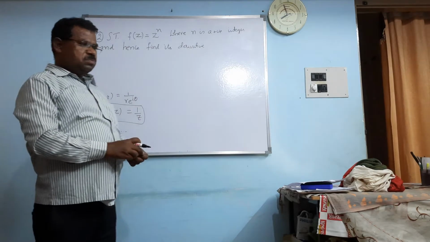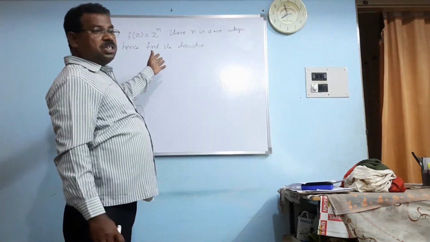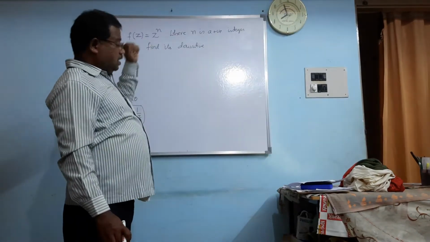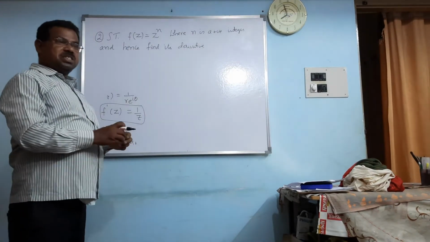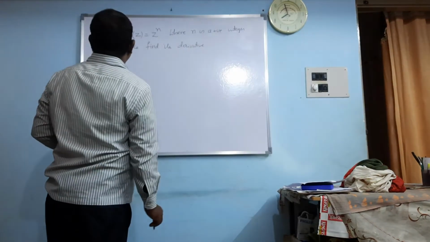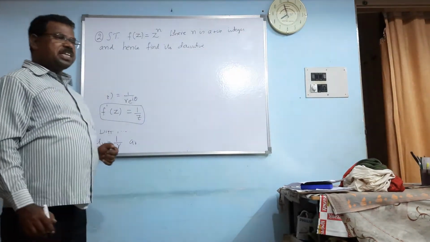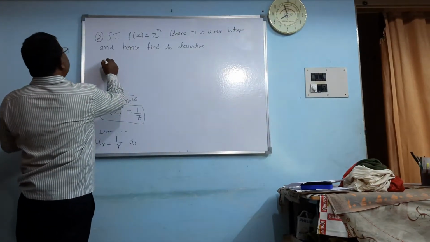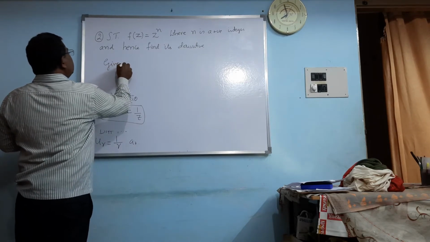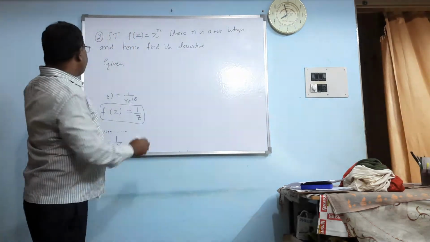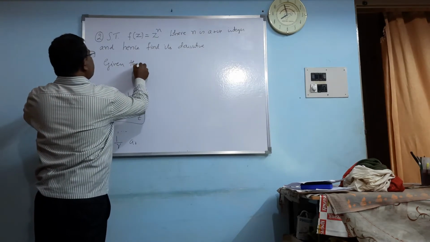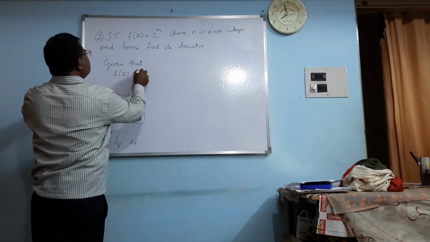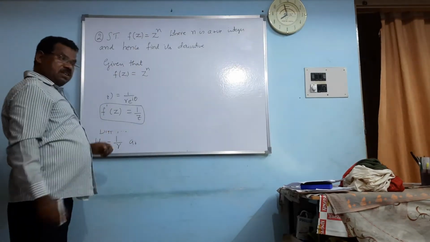This problem has already come in so many question papers, so we have to see this question. Here also follow the similar method. What is given? First of all, observe the given things. f of z equals z to the power of n.